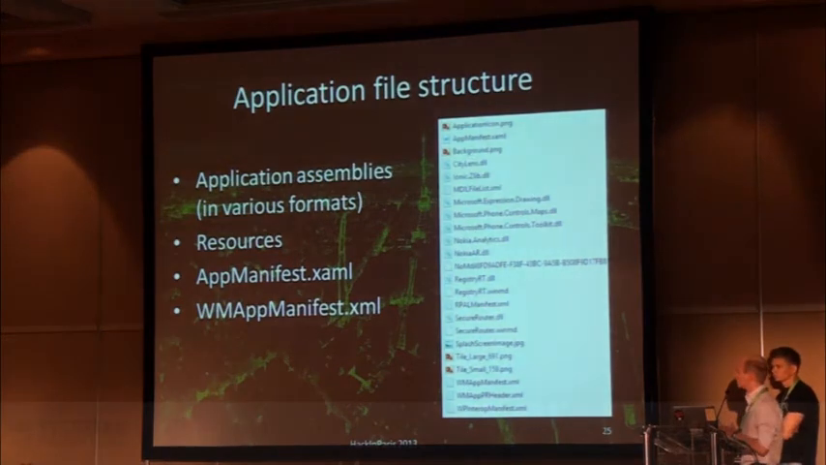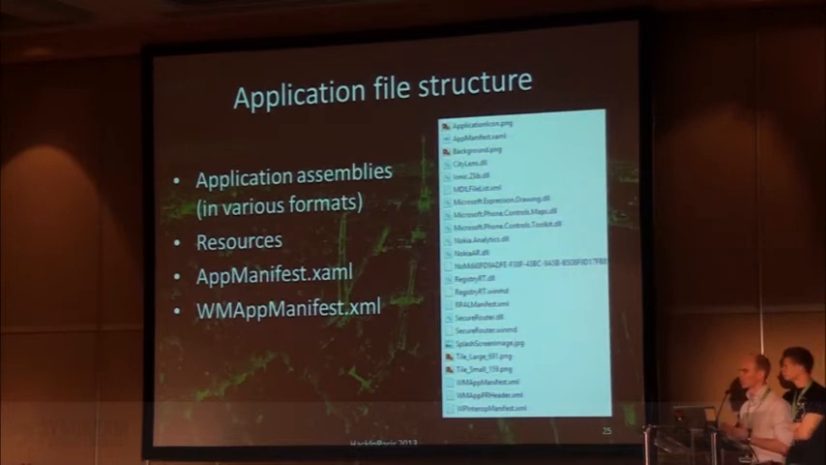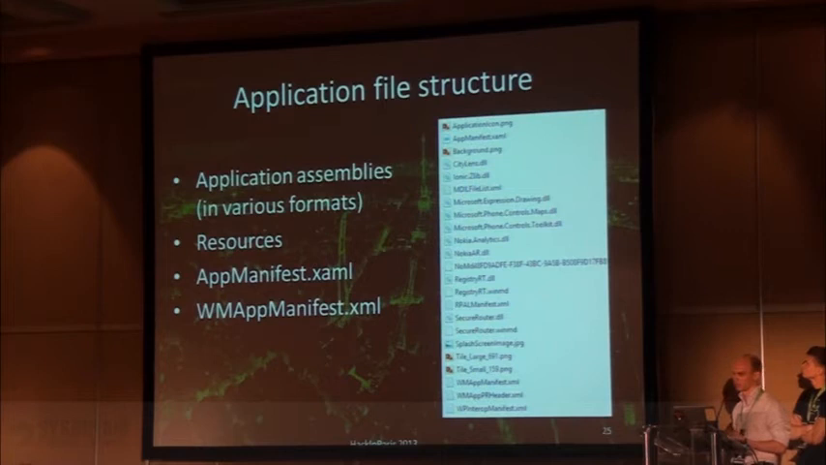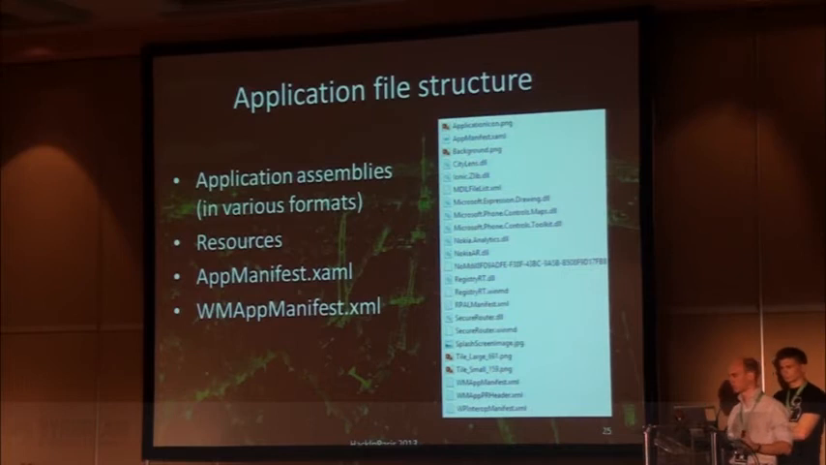Now let's see what Windows Phone application look like. So when you have Windows Phone application, you have a ZIP file, which is actually ZIP archive, which has all the content inside. So there are different file types. There are application assemblies in various formats, both managed and native. There are some resources like images or sounds, and there are also several manifest files.